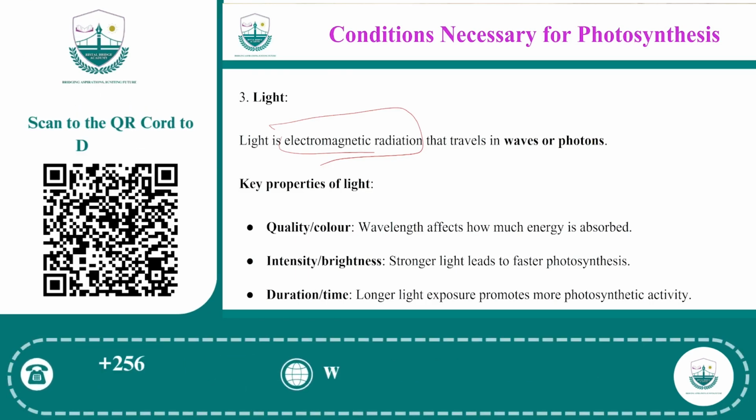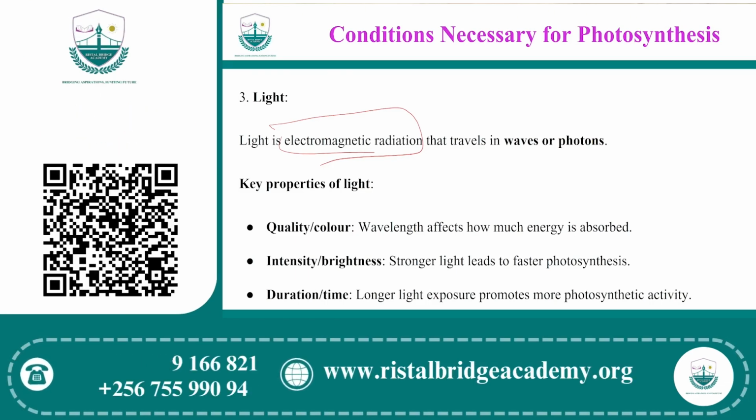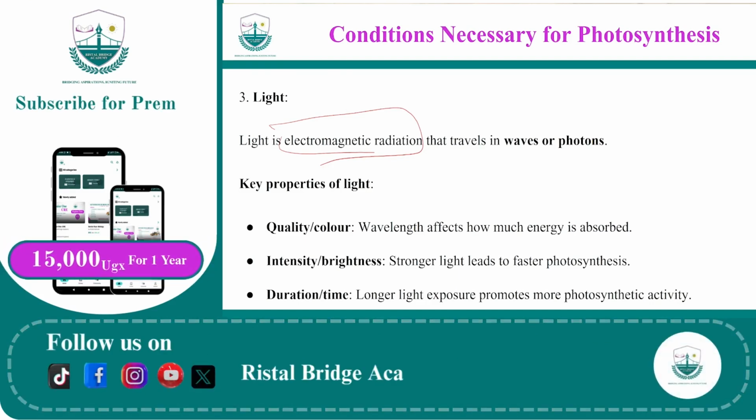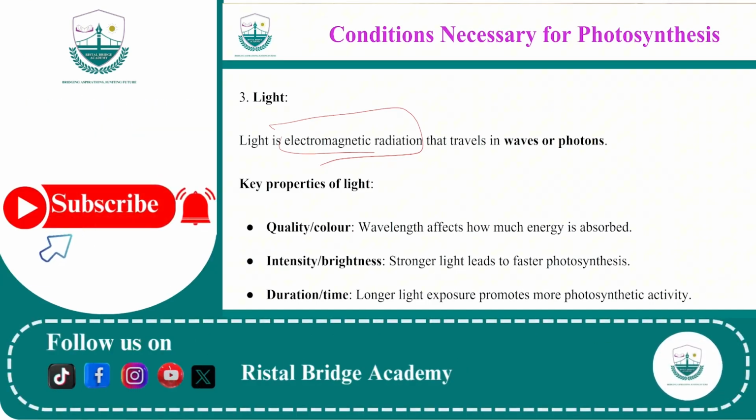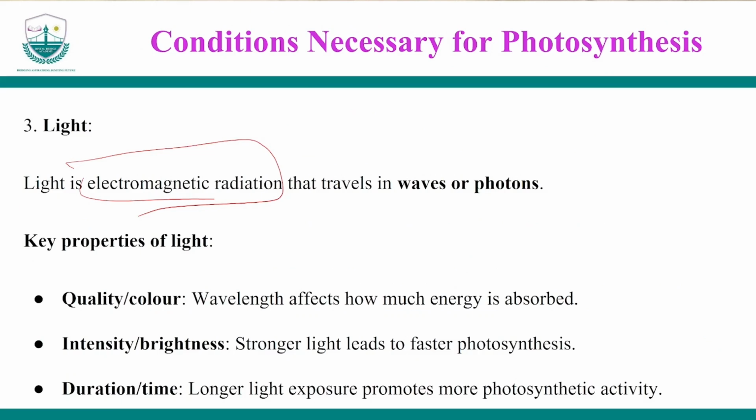So the rays that we get from the sun have different wavelengths. They have different wavelengths. The fact that we have different chlorophyll pigments means they can absorb lights of different wavelengths. And then we'll also see which wavelengths are actually very efficient for the process of photosynthesis.